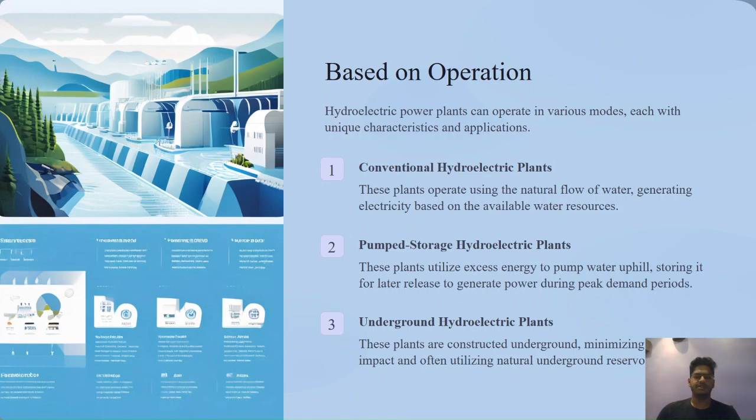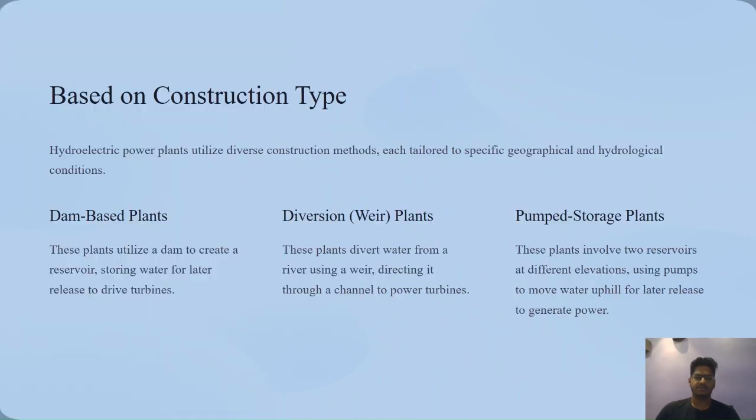So, based on the operations of hydroelectric power plants. Hydroelectric power plants can operate in various modes, each with unique characteristics and applications. Conventional hydroelectric plants. These plants operate using the natural flow of water, generating electricity based on available water resources. Pumped storage hydroelectric plants. These plants utilize excess energy to pump water uphill, storing it for later release to generate power during peak demand periods. Underground hydroelectric plants. These plants are constructed underground, minimizing visual impact and often utilizing natural underground reservoirs.